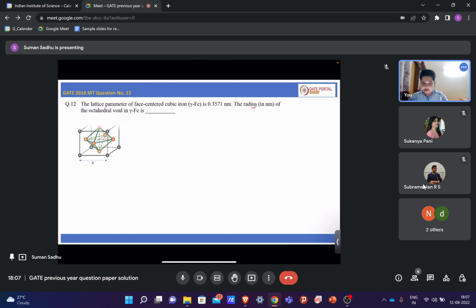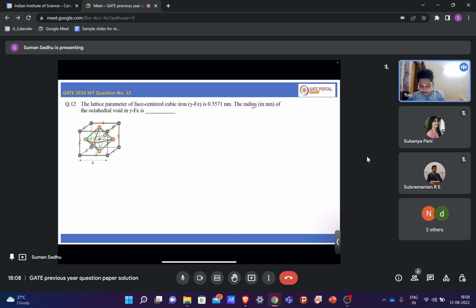The screen is visible, right? Okay. So this is the structure of an FCC unit cell. It has 8 atoms at the corners and 6 atoms at the face center positions. In this unit cell, the octahedral voids are located at the edge center and at the body center of this unit cell.